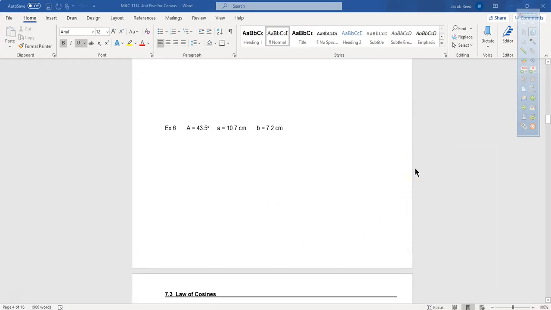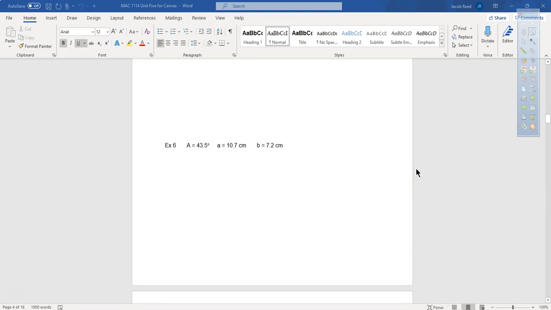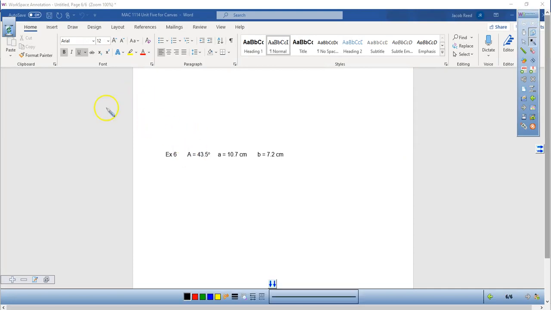Finally, number 6. You should pause the video and try number 6, see if you can get through it. Okay, you must be back to check your answer. So, looking at number 6, we'll draw a triangle, as always. Angle A, angle B, angle C. I know that angle A is 43.5 degrees. Across from it is 10.7. And across from B is 7.2. Side side angle. So that means I'm going to be looking at ambiguous. Check for ambiguity.